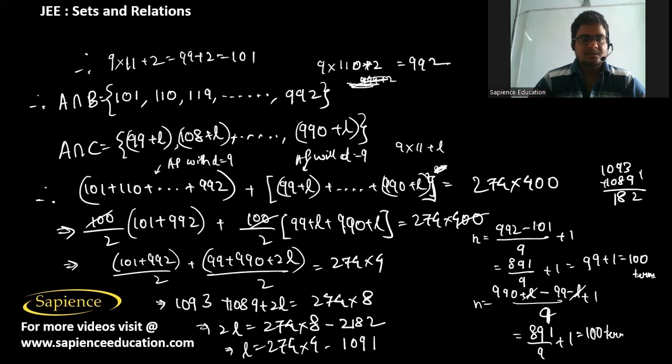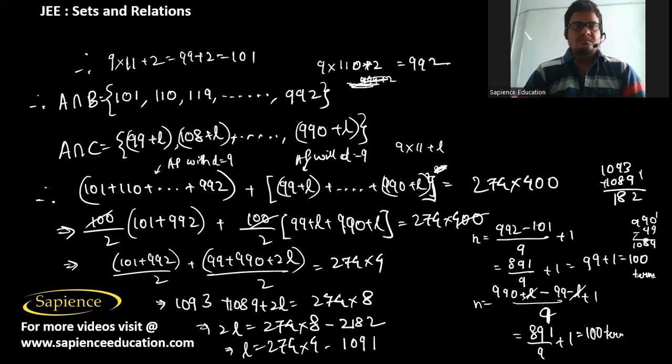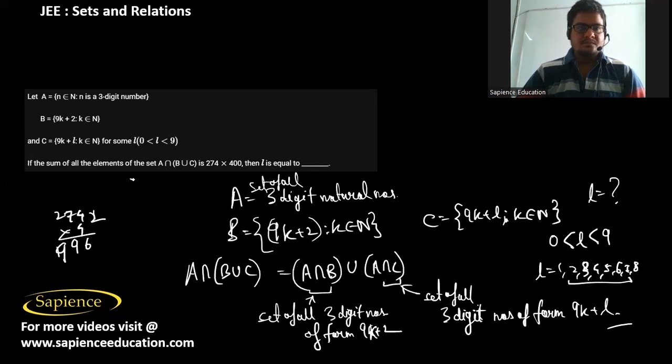This will be 1093. So 990 plus 99, that is 1089, so the sum is 2182. Again 274 into 4: 4 fours are 16, 28, 29, 4 twos are 8, 10, 1096. The earlier value was wrong.